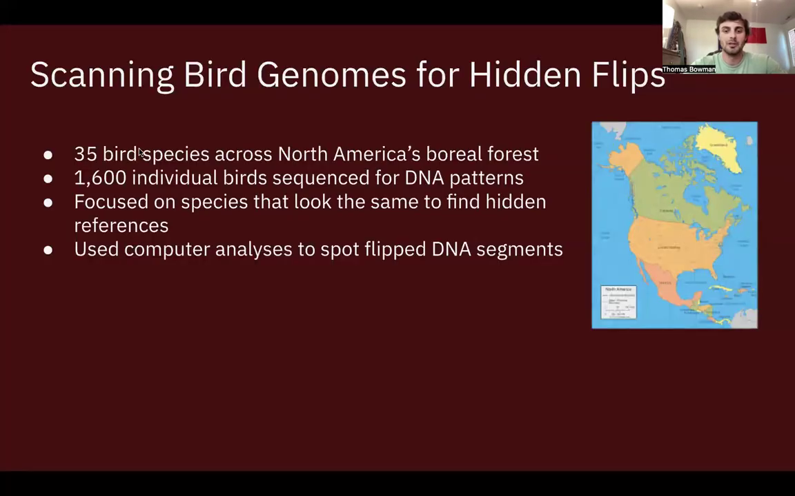Scanning bird genomes for hidden flips. To find out, the researchers studied 35 different bird species that live across North America's northern forest, species like warblers, sparrows, and flycatchers. They collected DNA from over 1,600 individual birds and scanned their genomes using computer tools that can detect places where DNA looks flipped. Instead of picking species with obvious physical differences, they focused on birds that looked the same everywhere. This way, if they found inversions, it would mean that big genetic changes can exist even when animals appear identical.